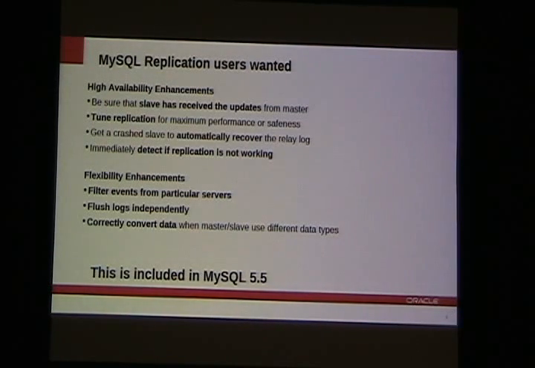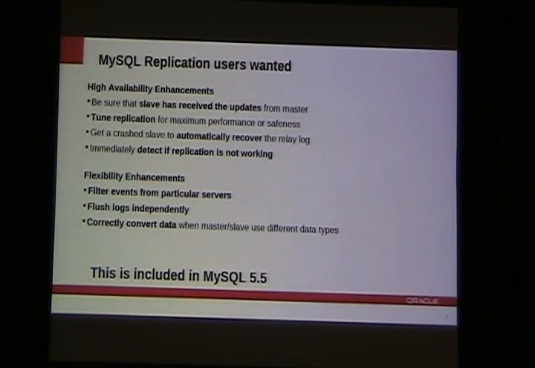For MySQL replication, some time ago there was a requirement for better availability, so that we should make sure that the slave has received updates when changes happen. People also wanted it to be possible to tune replication for maximum performance or for safeness. And a crashed slave should always automatically recover. It should be possible to detect immediately if replication is not working. And there was also a flexibility enhancement to filter events from particular servers, flush logs independently, and correctly promote data when master and slave have different data types. So all of these features we have included into 5.5.